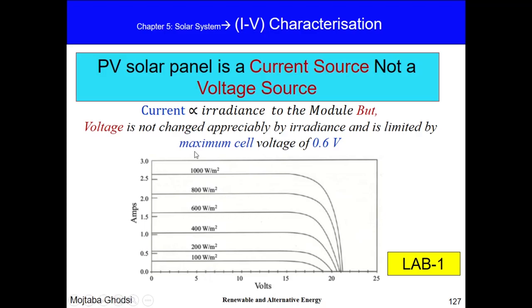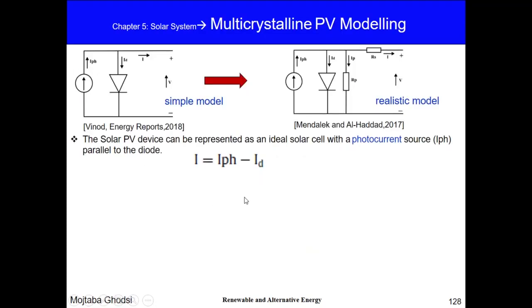In our lab activity, which is simulation, or in real application, real measurement, we can draw the relationship between the amps and voltage at different solar intensity. Now, I would like to explain the modeling of the multicrystalline photovoltaic solar panel. As you can find here, a simple model of the photovoltaic solar panel can be considered as a current source which is parallel with a diode.